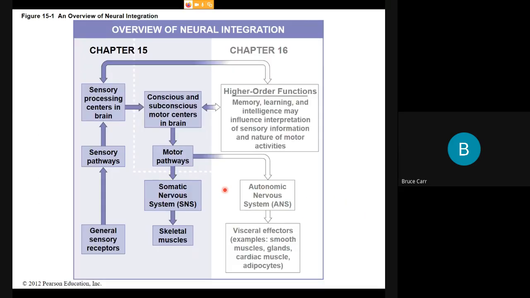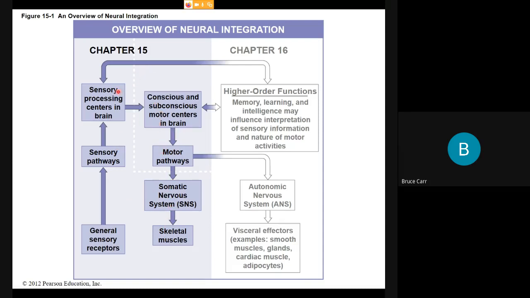sight. So chapter 15 will show us the left side of this diagram, with this being the primary loop: sensory receptors to pathways to processing centers in the brain, over to conscious and subconscious motor centers, back down through motor pathways to skeletal muscles. Now, before we do this closed loop, it'll be pretty quick.